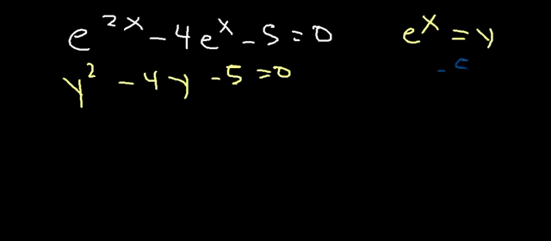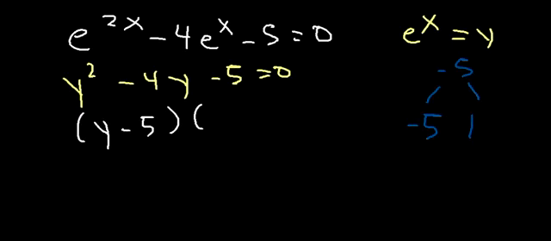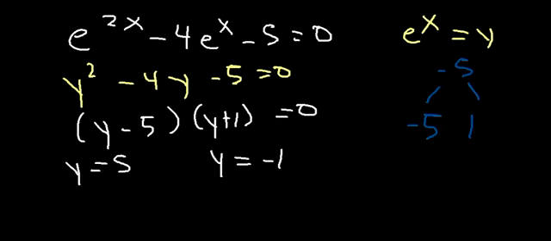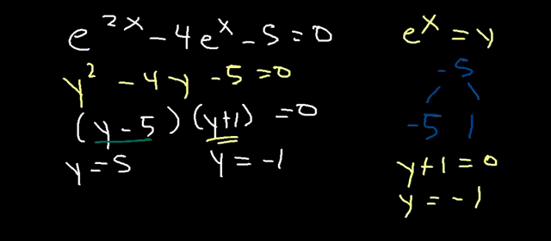So this we can factor. Two numbers that multiply to negative 5 but add to negative 4: it's negative 5 and positive 1. So we can write this as y minus 5 and y plus 1. So therefore, y is equal to 5 and y is equal to negative 1. You set this term equal to 0 separately, and then this term equal to 0. So if y plus 1 is equal to 0, and you move the 1 to the other side, y is equal to negative 1. So at this point, replace y with e to the x.